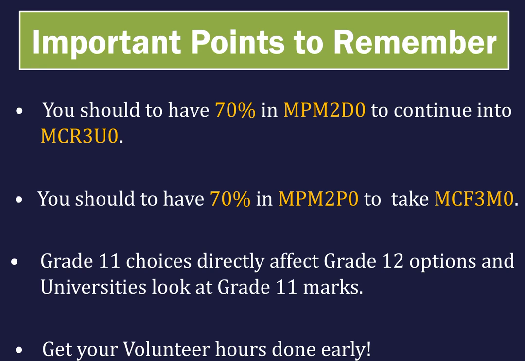Your grade 11 choices directly affect your grade 12 options. So having said that, an example would be if you did not take grade 11 physics next year and you realize too late you need grade 12 physics, well, you can't take grade 12 physics without the grade 11. And now you've left that. Now you need to do it in summer school, or in grade 12, you'll be taking the 11 and the 12. So please make sure that you know that these grade 11 choices can directly affect your grade 12 options. And universities will look at your grade 11 marks.